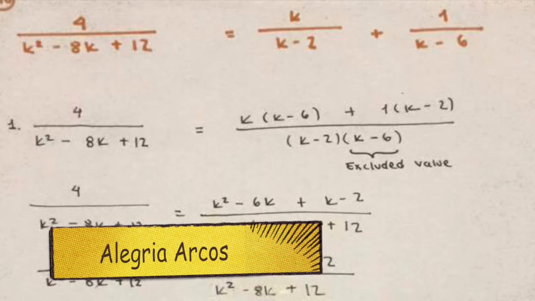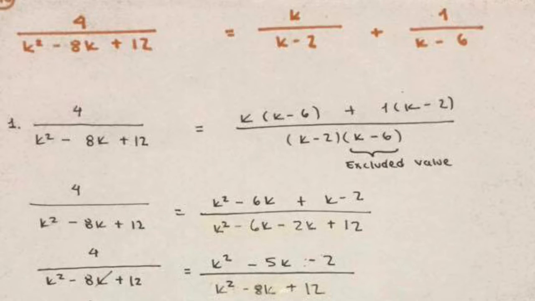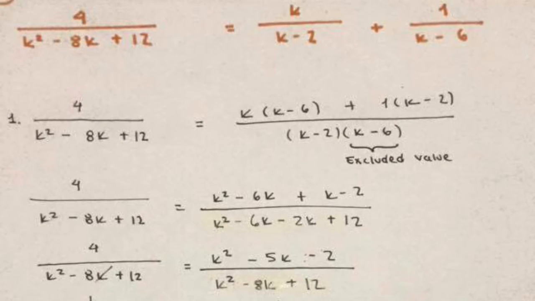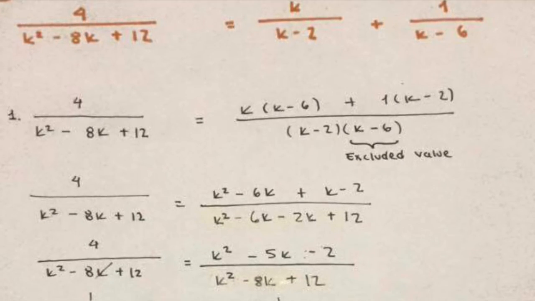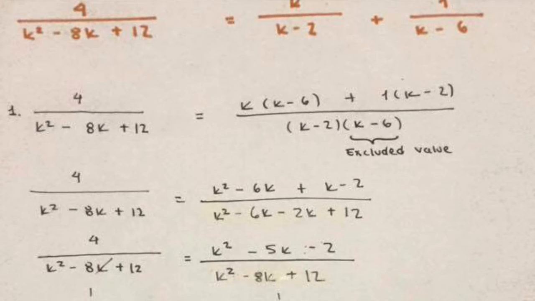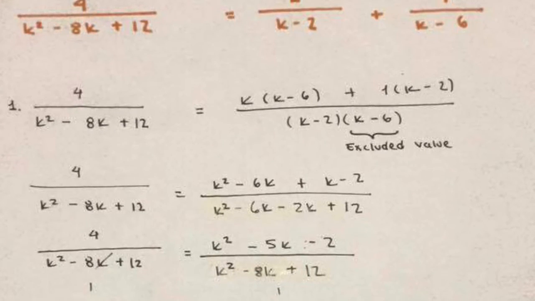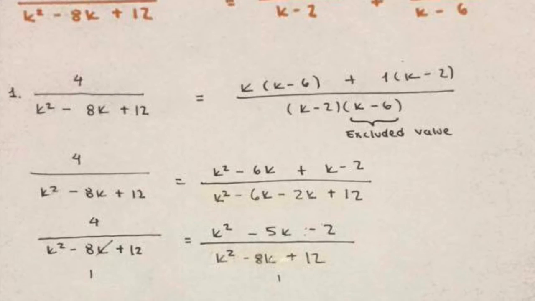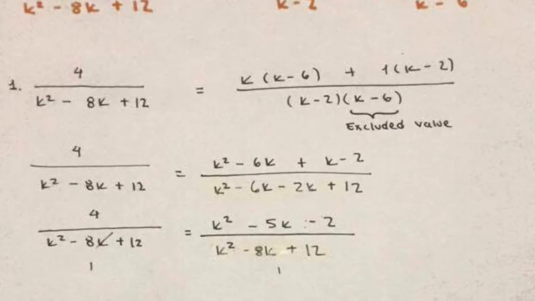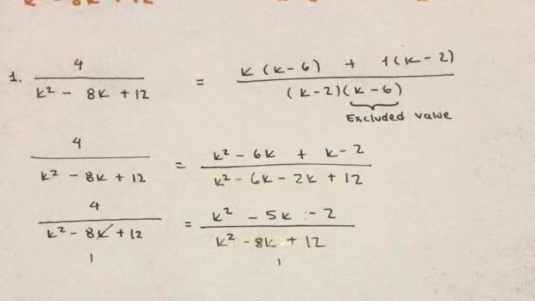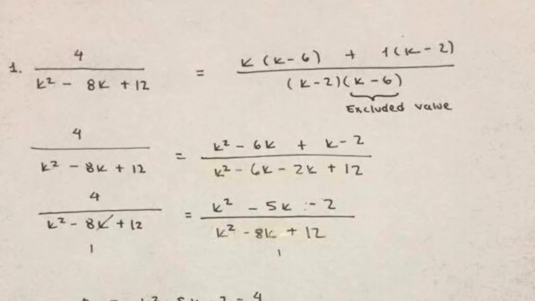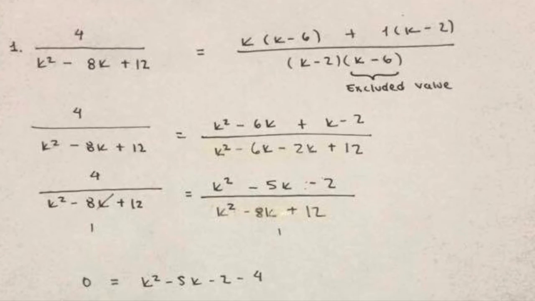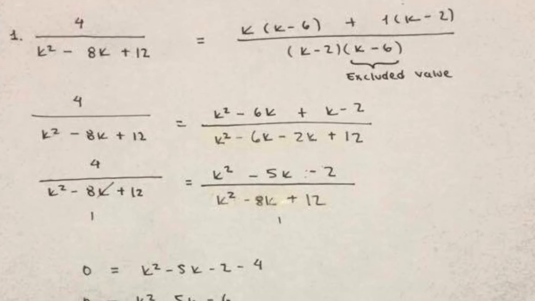In order to solve the equation 4 over k squared minus 8k plus 12 is equal to k over k minus 2 plus 1 over k minus 6, we have to find the common denominator between the terms that are being added, that are the two last terms. So we have to cross-multiply the values from the numerator with the values of the denominator. So it would be k times k minus 6 plus 1 times k minus 2 over k minus 2 times k minus 6.